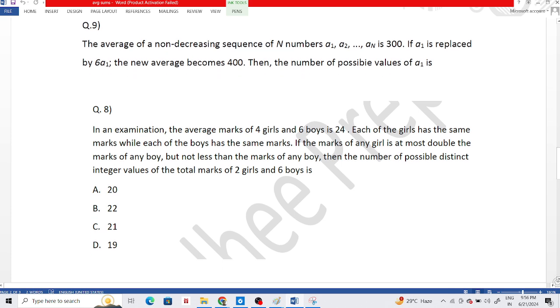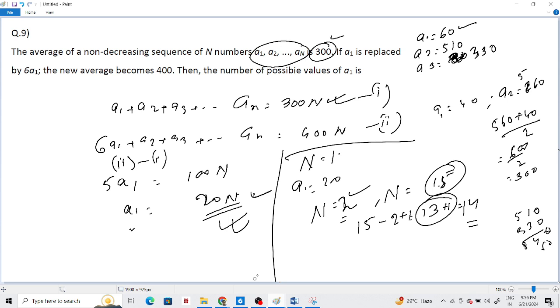Sir, if you are taking n is equal to 15, then A1 is coming 3000, right? No, why 3000? 20 into 15 is 300. Okay, yeah. If I'm taking n as 15, then A1 is 300, and it also means that there are 15 numbers whose average I'm finding out, where A1 is 300 and the rest are 0. It can happen, right? Yeah, understood. Because it is given non-decreasing, but it can be equal also.